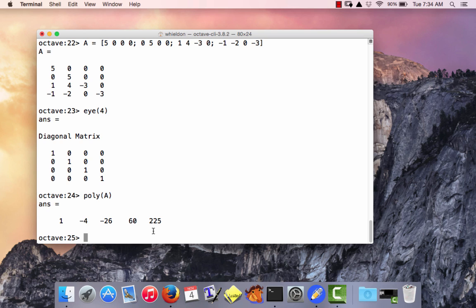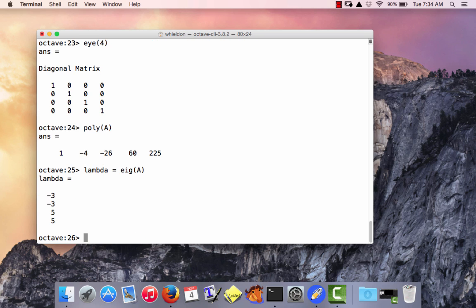Alternately, a nicer way to get to the eigenvalues directly, since MATLAB isn't going to be computing your eigenvalues using the characteristic polynomial, is that we can make our set of lambda be the eigenvalues of A. So that list of lambda is now our two eigenvalues, negative 3 and negative 3, and our two eigenvalues, 5 and 5. So the command eig of A will actually construct your eigenvalues.